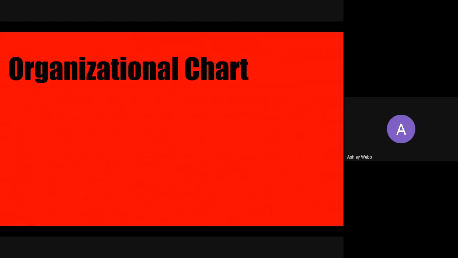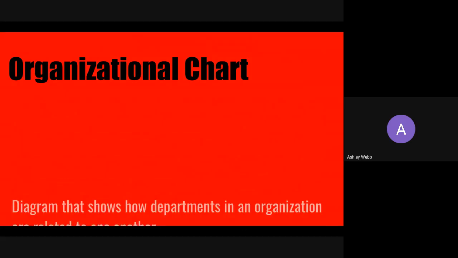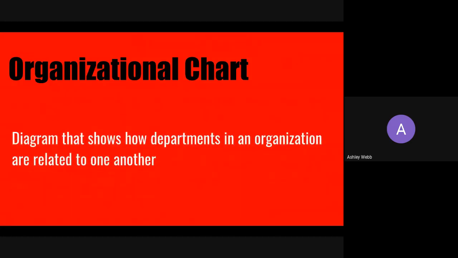Organizational chart. An organizational chart is a diagram that shows how departments in an organization are related to one another. So if we look at the organizational chart for the high school, at the very top would be our school board. Below that would be Mr. Craig, and below Mr. Craig would branch out into the 4 schools. So we would have Mrs. Norris, Mr. Wynn, Mr. Michael, and then Mr. Jones. And each of those are on the same level of the organizational chart.